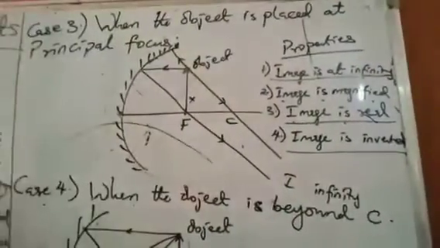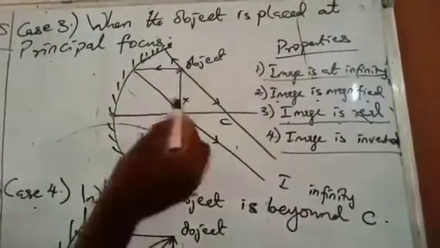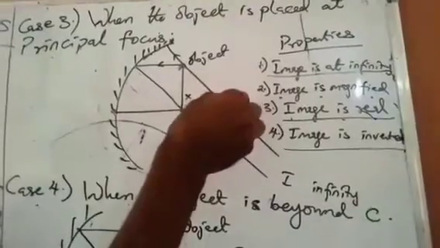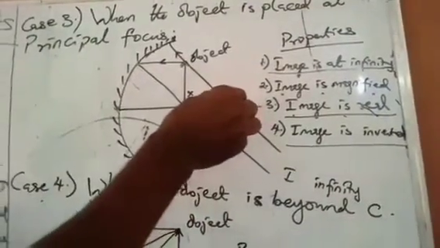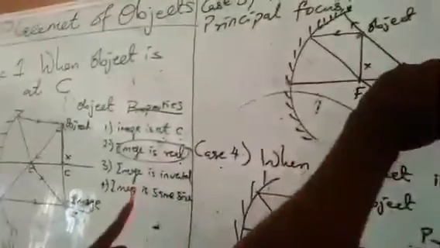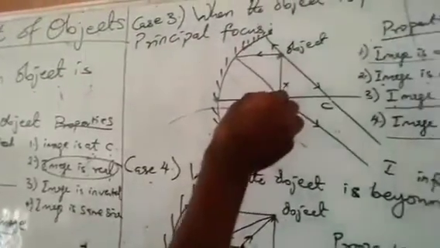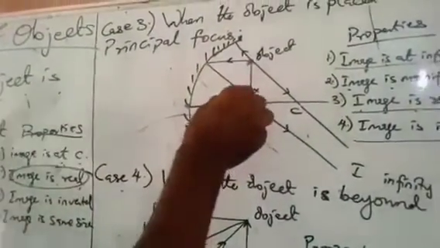What is that thing that happens? The image is always formed at infinity. So get this into your head: once an object is placed at the center of curvature, the image is going to be what? The same size. But if it is placed at the principal focus, the image is going to form at infinity.